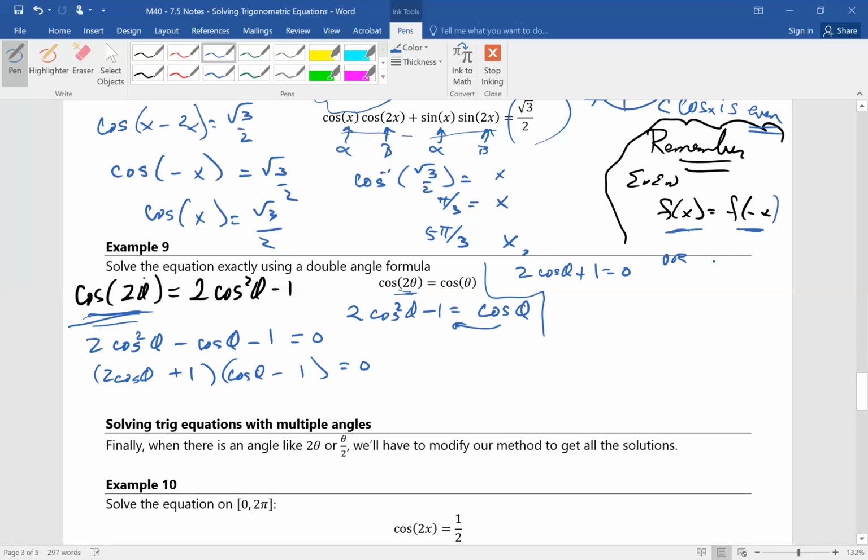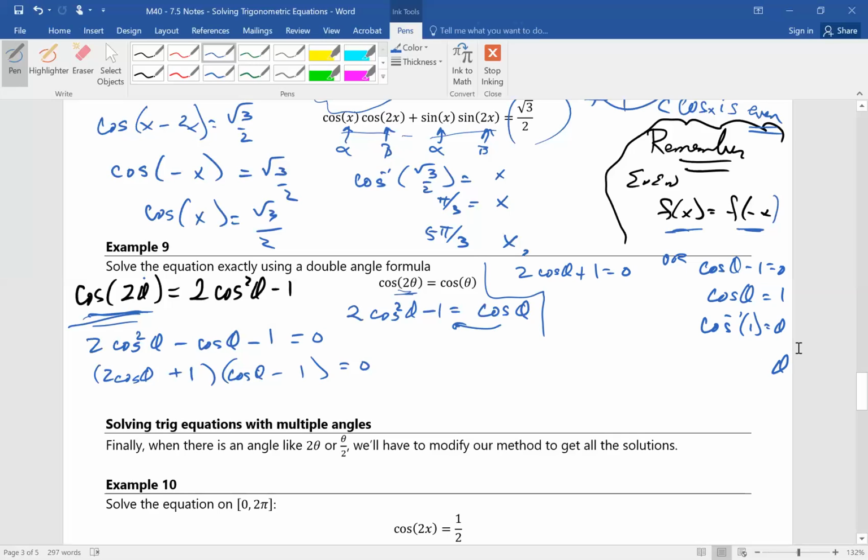Or cosine of theta minus 1 equals 0. Do the easy one first this time. Cosine theta equals 1. In other words, if I take in the 1, what angle will give me that for cosine? And hopefully you're telling me, well, now here's the tricky part. Solve the equation exactly using a double angle formula. It's not asking for any other angles.